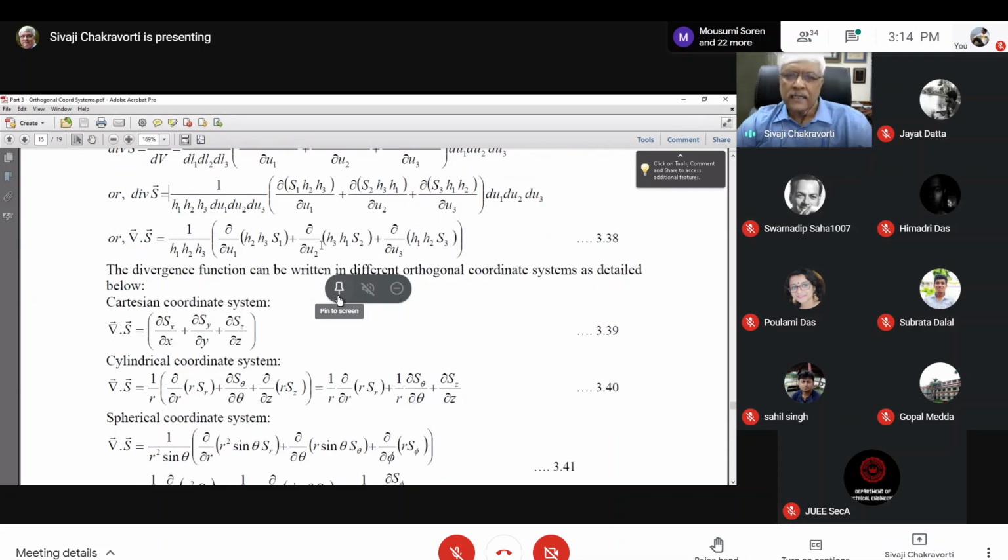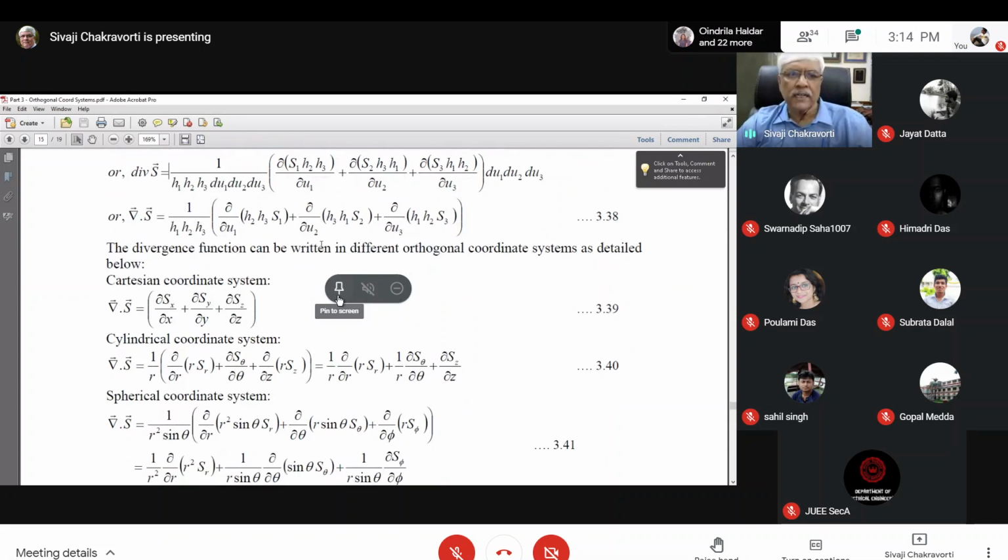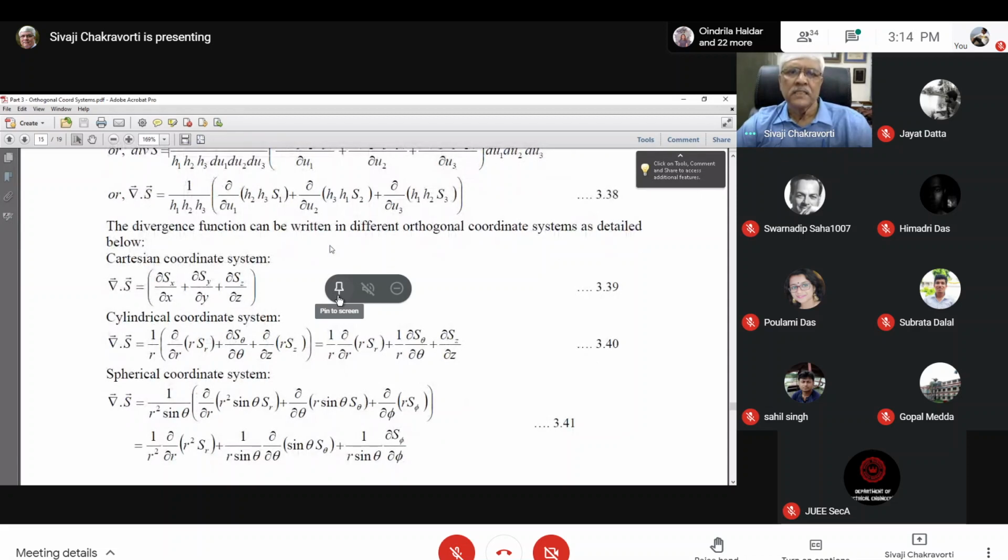If you see that, and come back to our earlier discussion of Cartesian, where H1 H2 H3 is 1, then S1 is, let's say, sx, and u1 u2 u3 is xyz. So we get equation 3.39, that is divergence of S is del sx del x plus del sy del y plus del sz del z. This is exactly what we got as the differential form of Gauss's law in Cartesian.